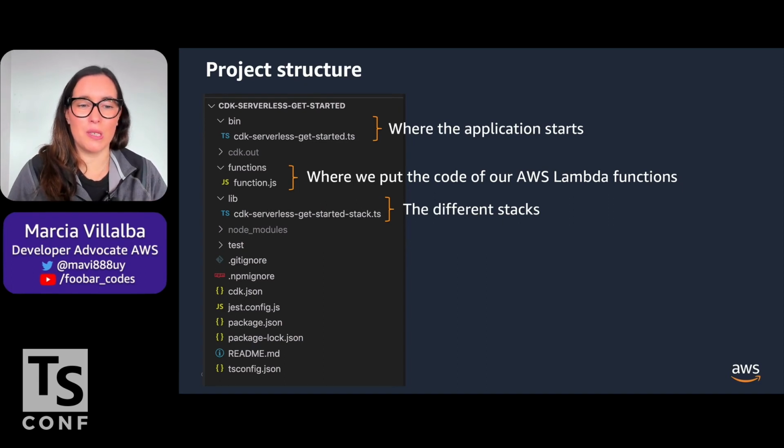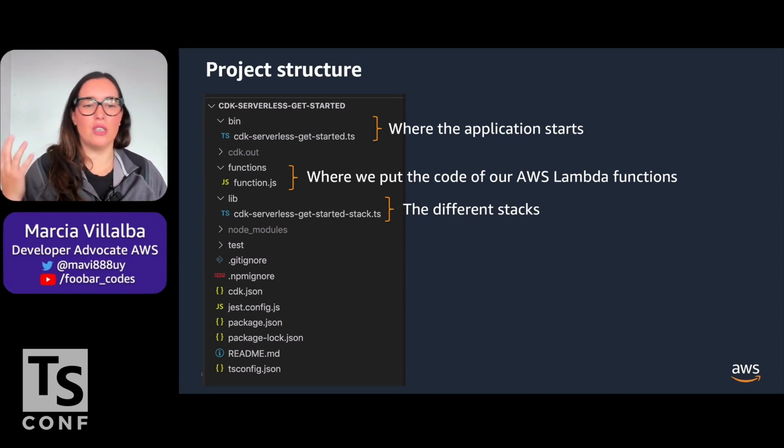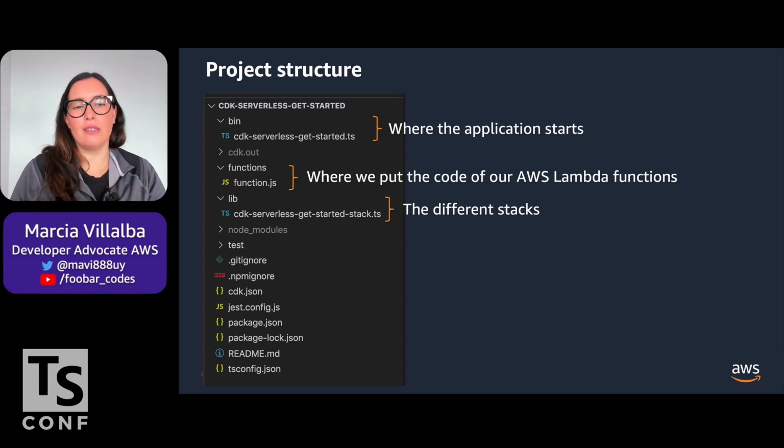In this case I'm using Visual Studio Code, and you can see the project structure. You will see a bin folder where the application starts. That's like the root of your application, and all the stacks will be imported there. In this case we only have one stack, and you can see the stacks inside a folder called lib. Then we have the functions folder, where we put the code for our Lambda functions. In this case there is one function and the code will be there. The rest are the node modules, the test folders, Jest configuration, TypeScript configuration, and all these things that we will find in any TypeScript project.